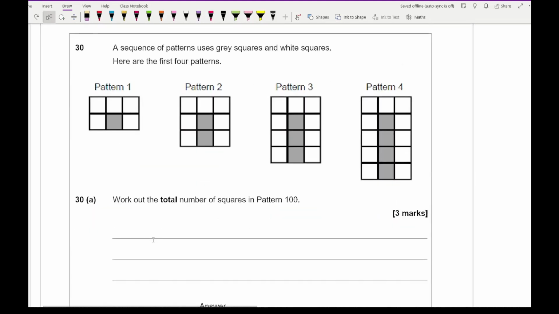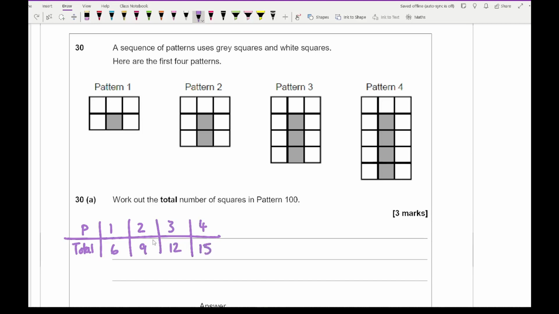Then moving on to question 30, the sequence of patterns uses grey squares and white squares. Here are the first 4 patterns. And for 30a it says work out the total number of squares in pattern 100. So for this, we look at the pattern number and we want the total number of squares. So for pattern number 1, we've got 6 squares. For pattern number 2, we've got 9 squares. For pattern number 3, we've got 12 squares. And for pattern number 4, we have 15 squares. So what I need to do is find the nth term of these numbers here. So again, to find the nth term, we look at the difference, which is plus 3.